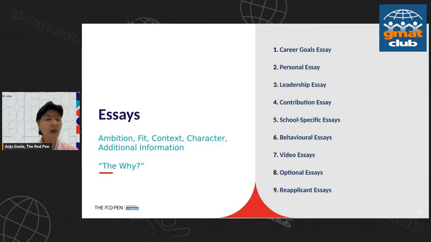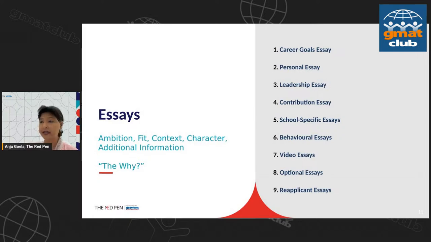What do the essays do, right? The essays present your ambition, they demonstrate your fit, they give context to who you are, where you're coming from, where you are headed professionally, who you are as a person, what your motivations are, what drives you, what your character is, what your values are. So the essays help highlight a lot of those elements.